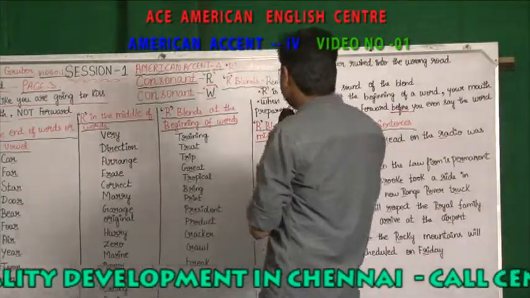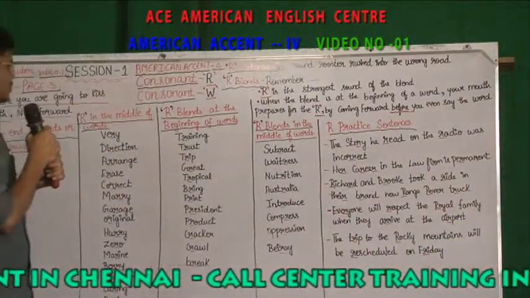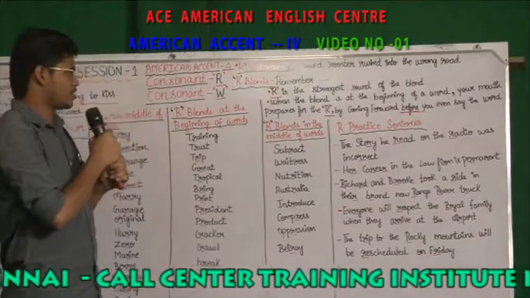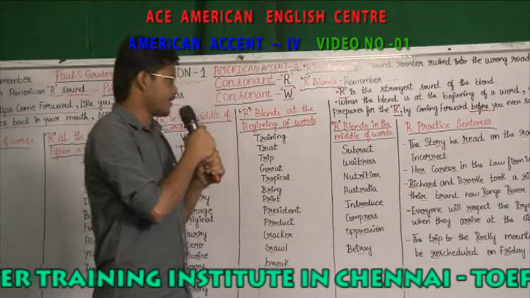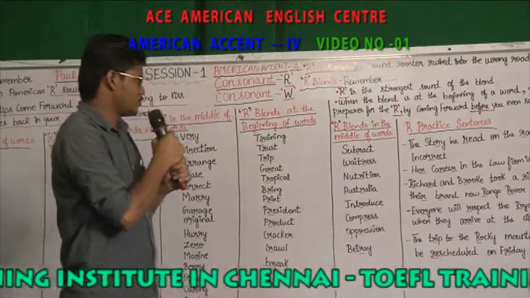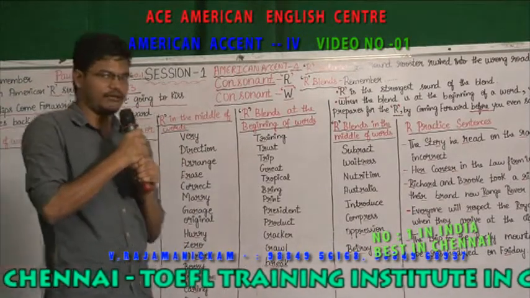So next, the thing to remember is R is the strongest sound of the blend. So when the blend is at the beginning of a word, your mouth prepares for R by coming forward before you even say the word.